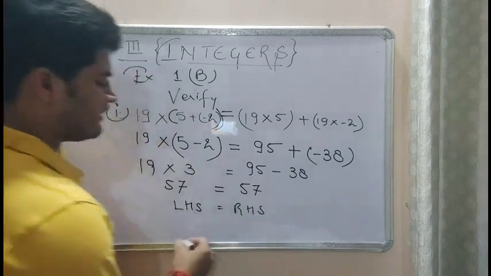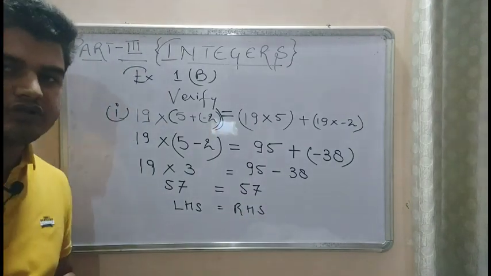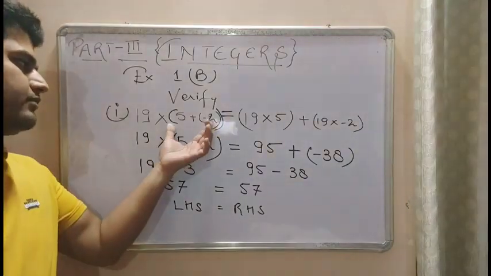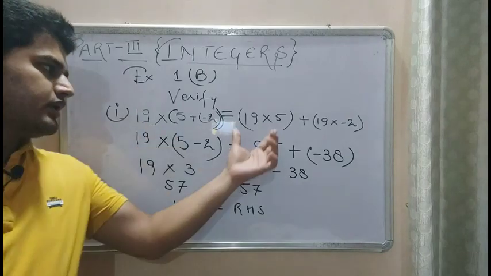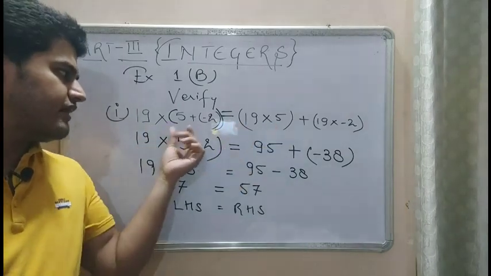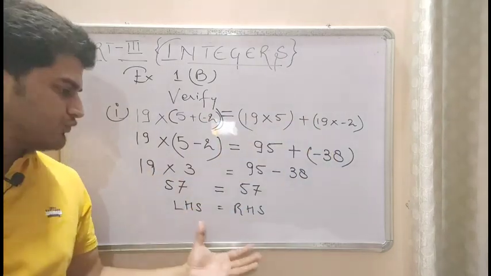Now you are seeing that the left hand side is equal to the right hand side. So this was the distributive property. In brackets there is a sum, and there is a number outside with multiplication. Here 19 is multiplied with 5, then 19 is multiplied with minus 2. So this was going to happen.